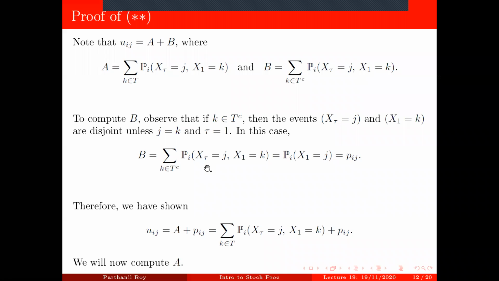So we have shown that u_ij equals A plus B, and this B, the second term, is just b_ij. This is because in this sum, the only contribution comes from the case when k equals j. And therefore, this is just b_ij. Now we have to compute A.